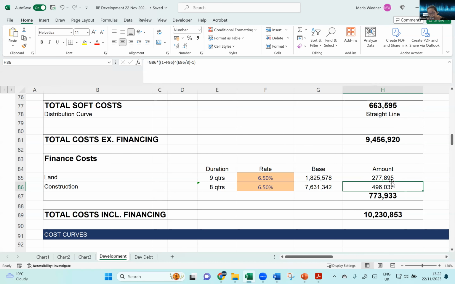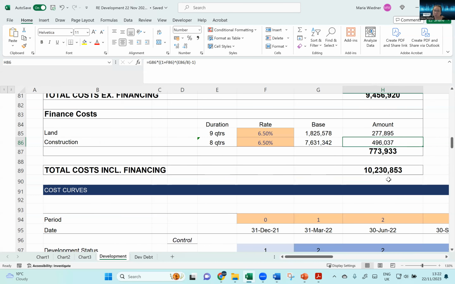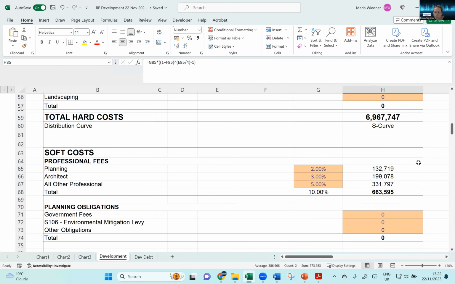But that doesn't really mean that you're going to spend this amount here. Okay, you might be spending a lot less. Or yeah, I think it's a lot less rather than a lot more, to be honest. But anyway, here you have the total cost, including finance. Just so you know, this finance is not your interest cost, it's pretty much the opportunity cost.